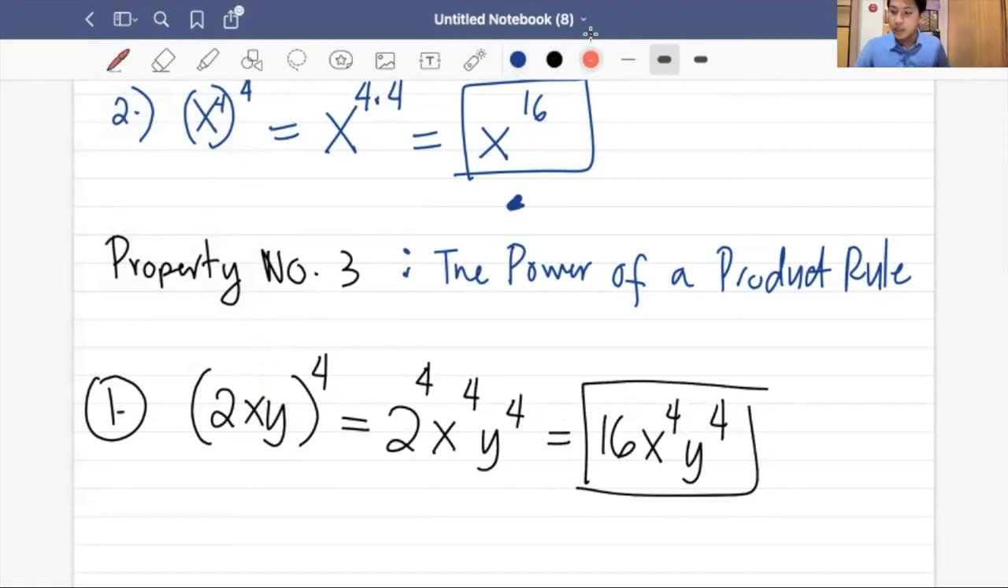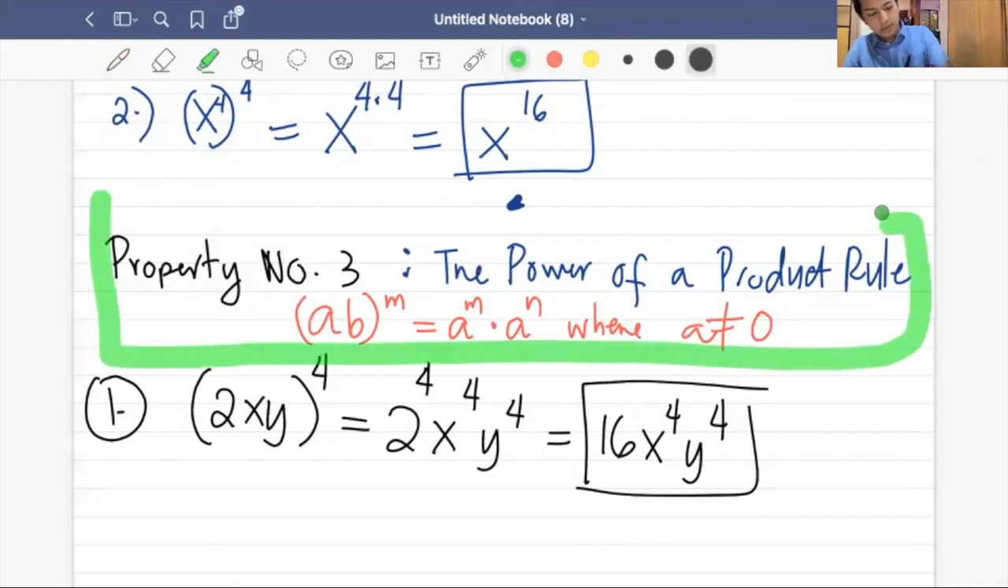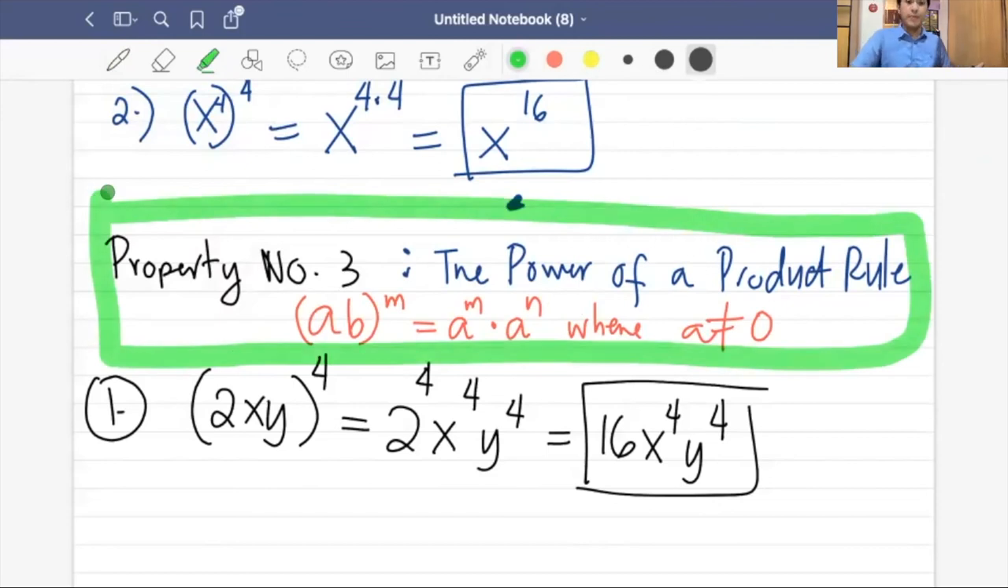Let's generalize. In this case, if we have the quantity of ab to the m, that is just equal to a to the m times b to the m, where a is not equal to 0. Let's put a box on that so that you would remember that property number 3 for laws of exponent is the power of a product rule. The quantity of ab raised to m is just equal to a to the m times b to the m, where a is not equal to zero.